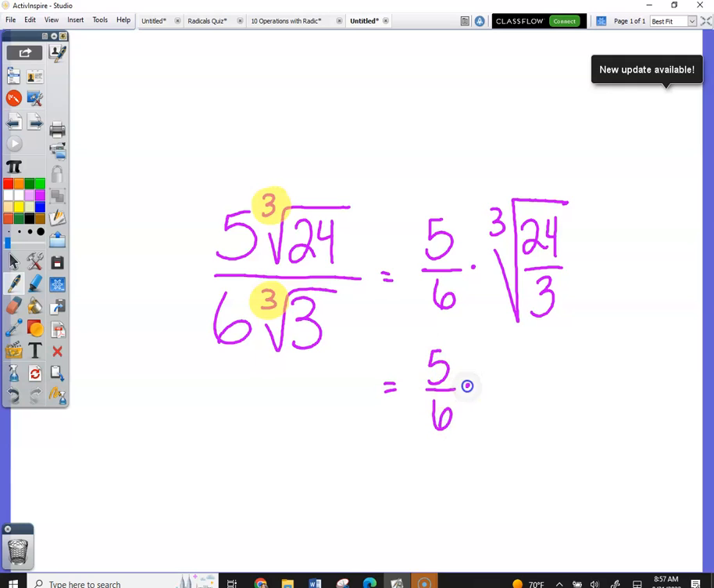This is still 5 over 6. That 3 would divide into that 24, so it's no longer a fraction, and it would be the cube root of 8. And that's 2. You see where this is going? And so the answer is 10 over 6, or reduced, 5 over 3.